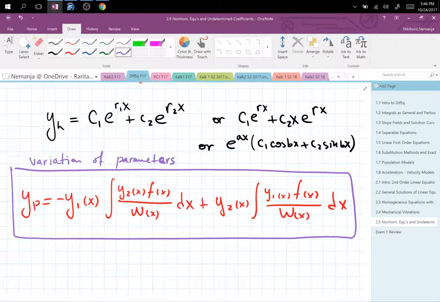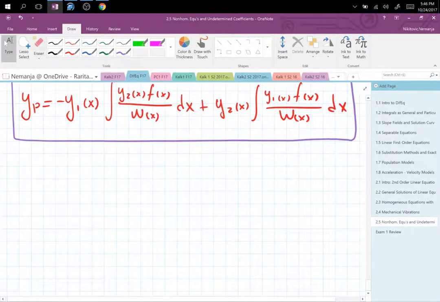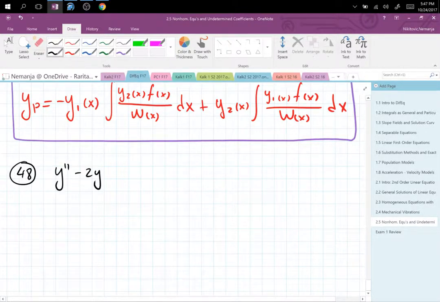Ready? Let's take a look at the example. All right. So how about 48? Problems 47 through 56 are all variation of parameters problems. That's 161. So y double prime minus 2y prime minus 8y is equal to 3e to the negative 2x.